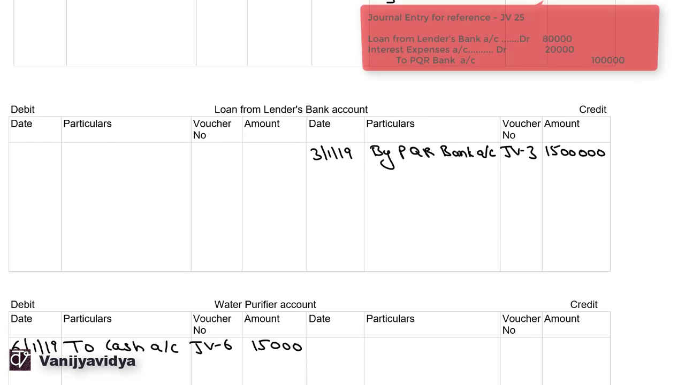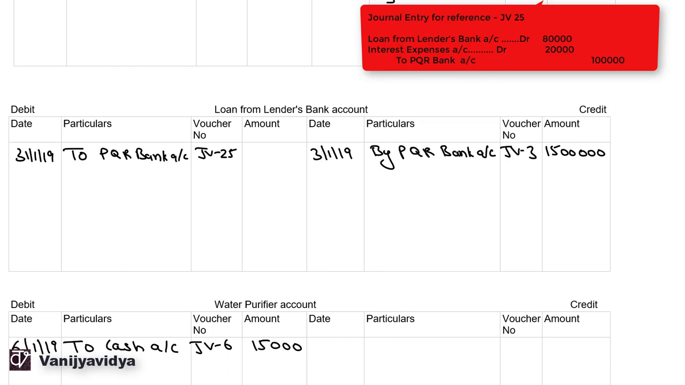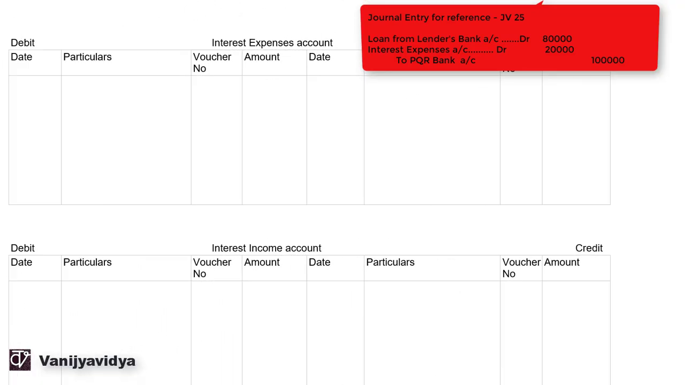On the debit side of loan from lenders bank account 31st Jan 2019 to PQR bank account JV25 amount is 80,000. Now, since loan from lender's bank account is debited by 80,000, we are writing here only 80,000. On the interest expense account debit side, 31st Jan 2019 to PQR bank account JV25, amount is 20,000.